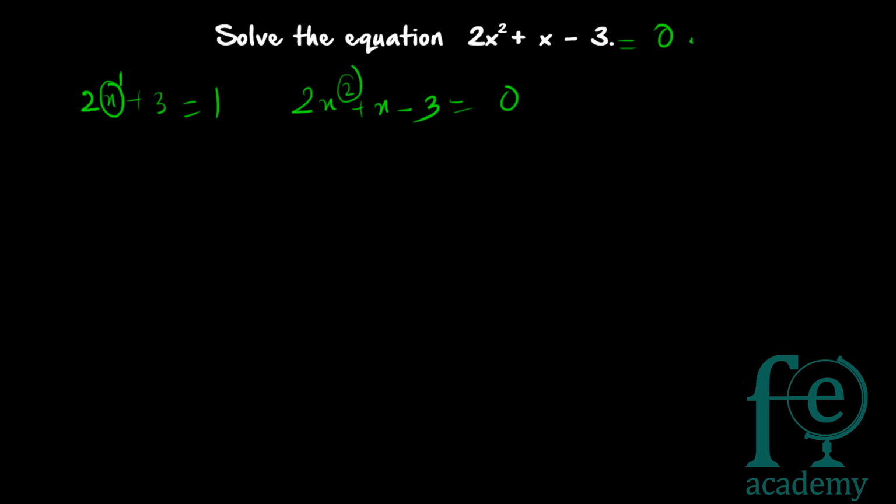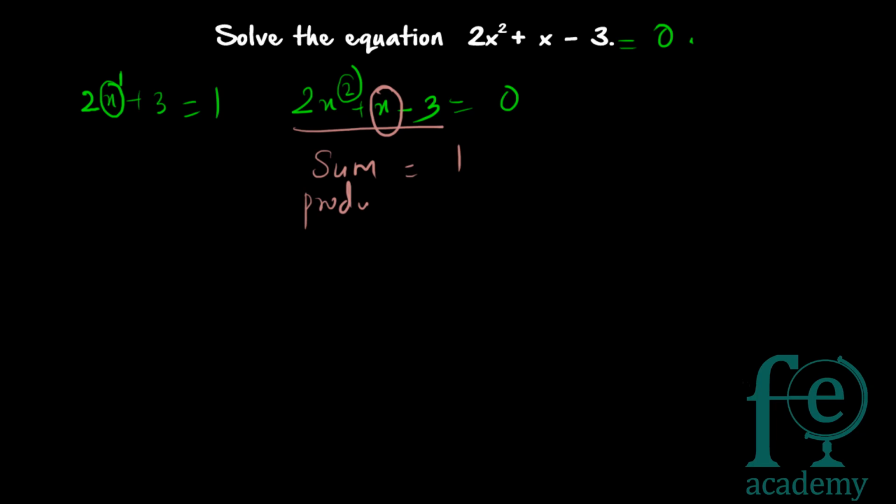So how to solve this? 2x square plus x minus 3 is equal to 0. For this kind of question, you have to find two numbers such that the sum of the two numbers should be equal to 1. How do you get this 1? It is the coefficient of x. The coefficient of x should be the sum of the two numbers.